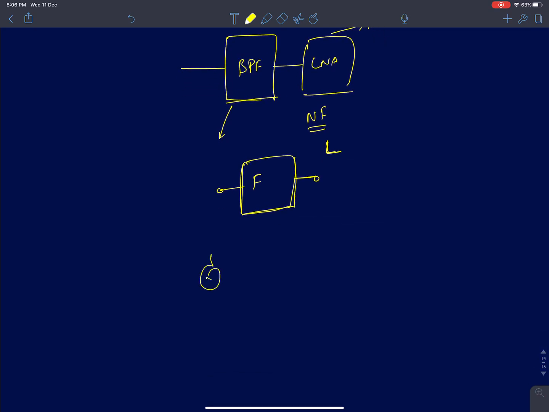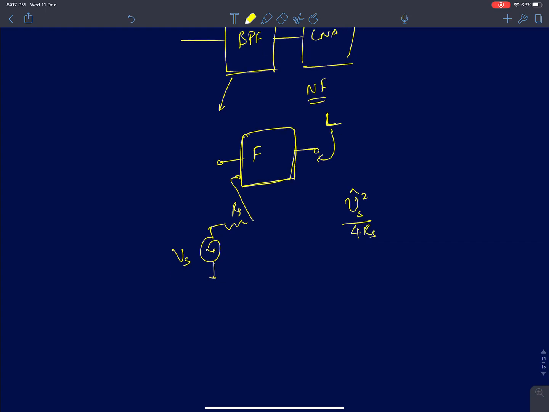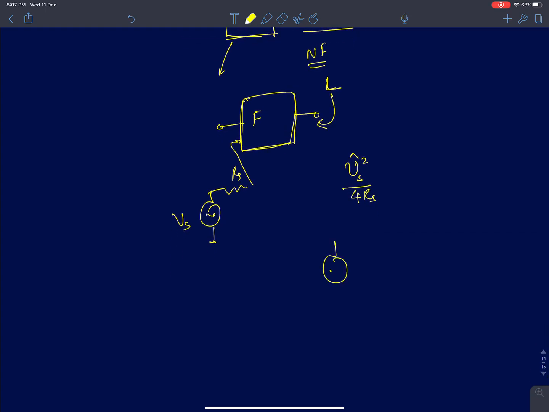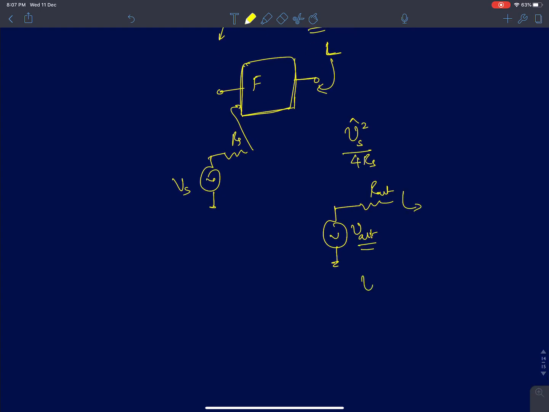I'll just assume that the input is being driven by a voltage source with a finite source resistance into this filter. So the maximum input power that you're going to deliver is Vs square upon 4Rs. Now the filter output, I can model, it's going to have a certain R out. And for a matched load, the power that it can deliver is simply V out square upon 4R out.